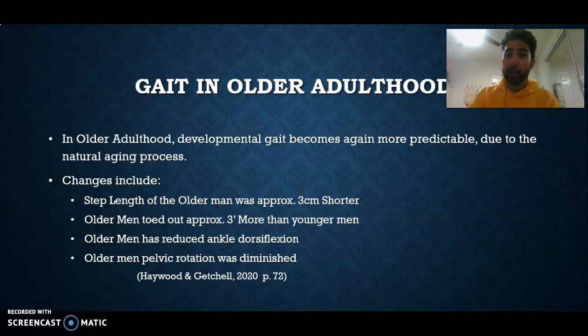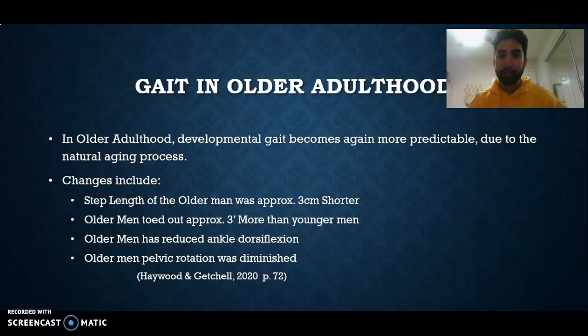So speaking of gait, now we're going more into gait in older adulthood. In older adulthood, developmental gait becomes, again, more predictable due to the natural aging process. It still will vary, but usually most people, like in early childhood, in older adulthood start coming back into more similar gait patterns. Like they say, you can't beat Father Time. So that's why everyone will start going into this type of developmental phase of gait.